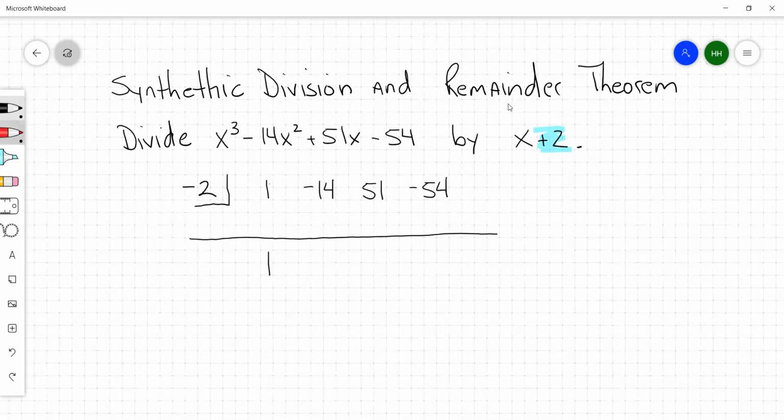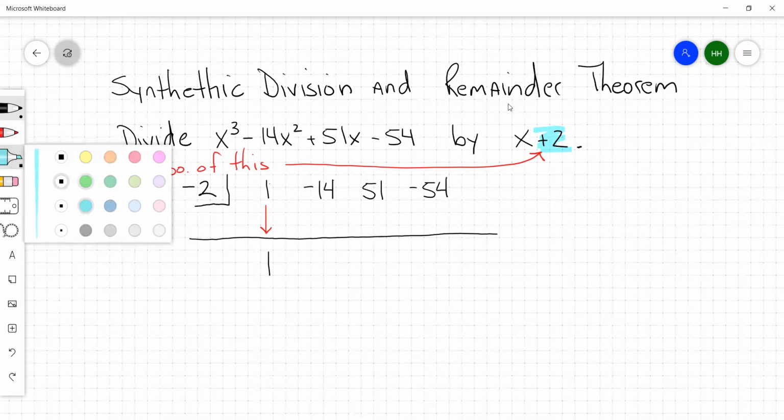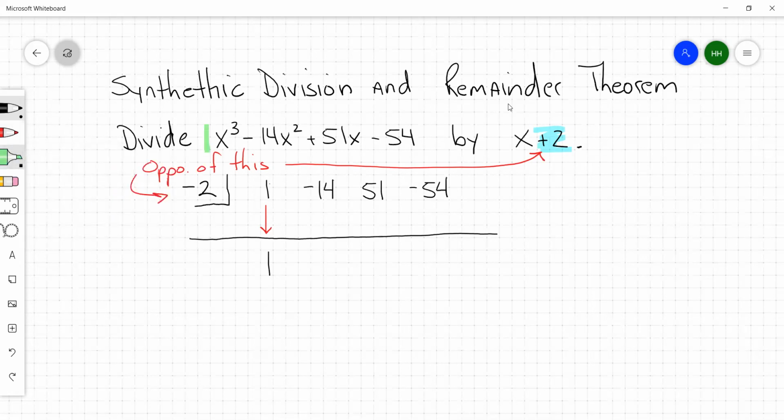All right, so I don't know how you note that. Maybe just do something like that. You know, opposite of this goes here. And then, these all come from, this is a 1, so you get a 1. This is a -14, -14. Positive 51, positive 51. -54, -54. That's your setup.